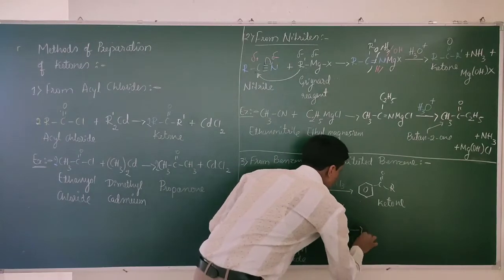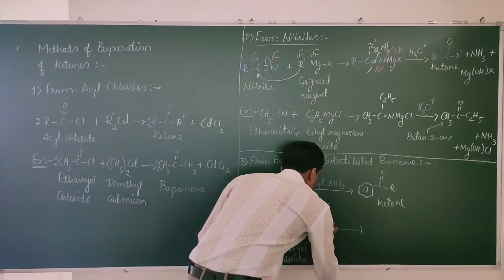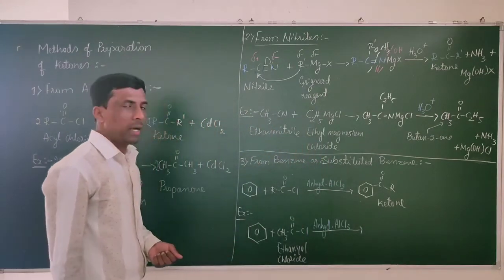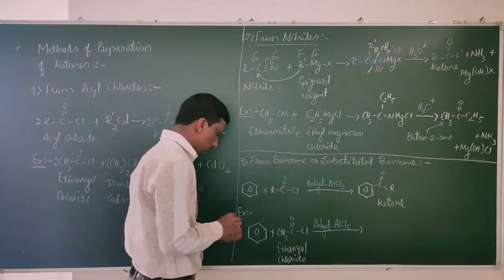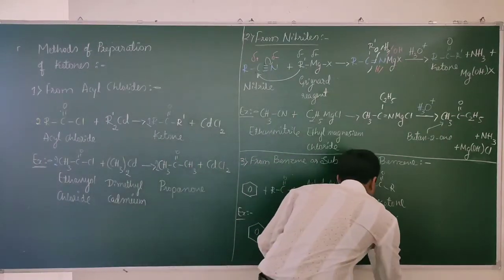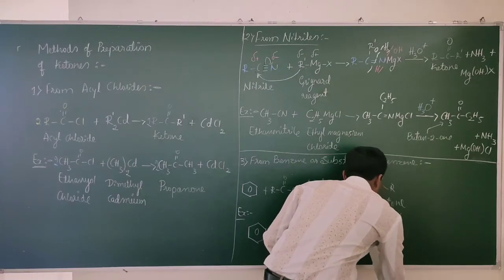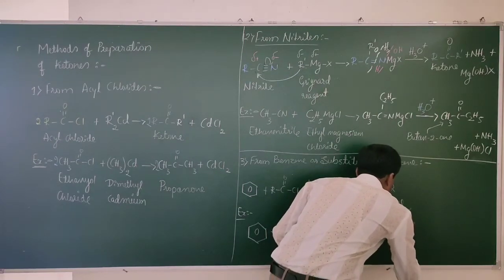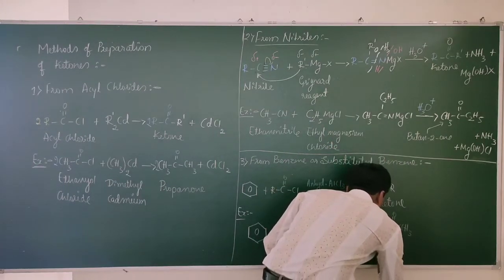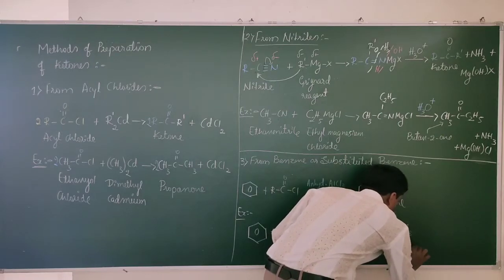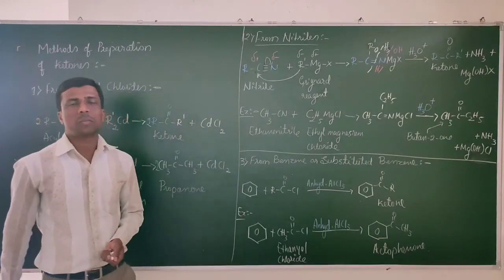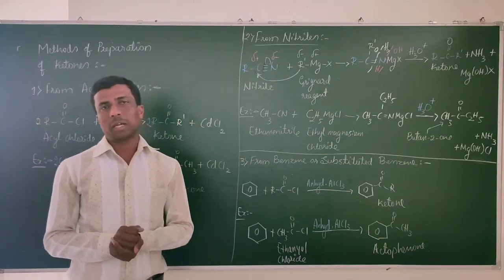Ethanoyl chloride in presence of anhydrous aluminum chloride catalyst. Then what happens? The CH3CO group will be joined to here. This is what? Acetophenone. These are the three methods of preparation of ketones according to your second PUC syllabus.